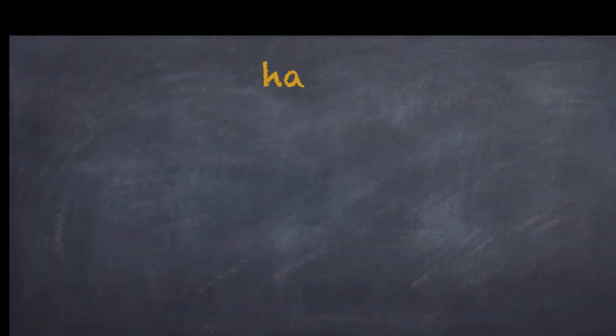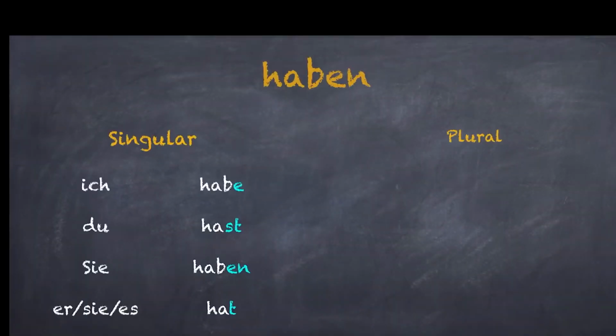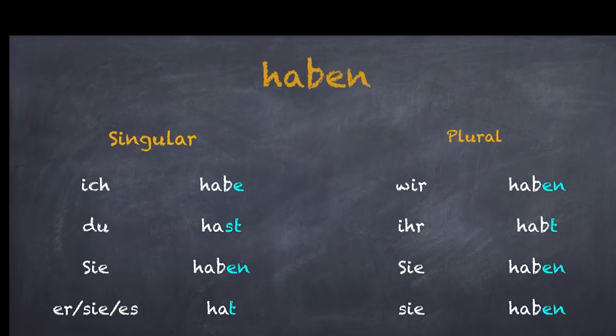Great! Now let's see how to conjugate the verb. Don't forget to repeat after me. Ich habe, du hast, sie haben, er, sie, es hat, wir haben, ihr habt, sie haben, sie haben.